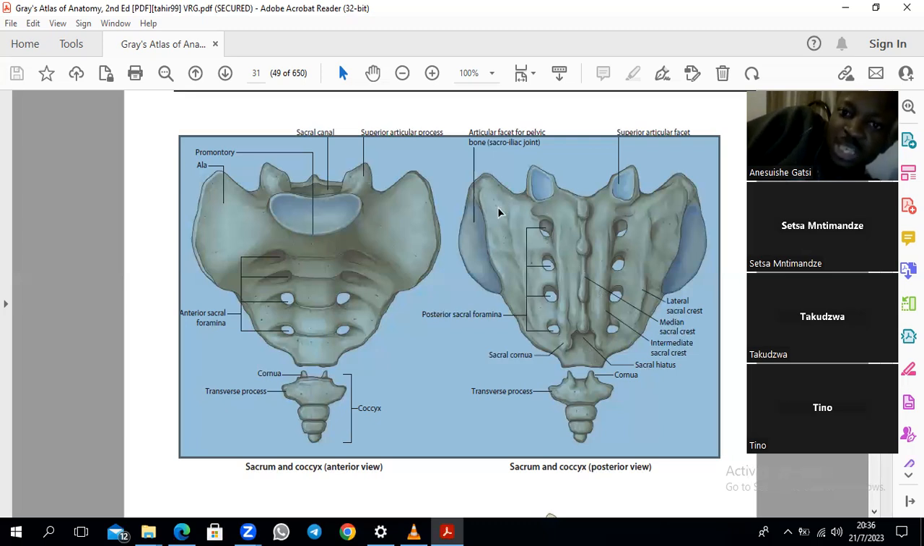I showed you this ala. So if you remember the structure of C1, cervical vertebra number 1, remember it had lateral masses. So these ala resemble those lateral masses. Then what else would I want you to see here?